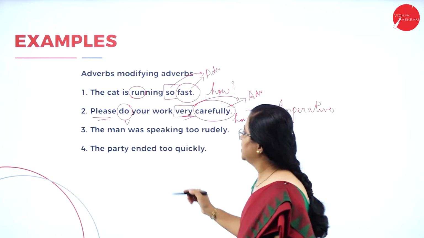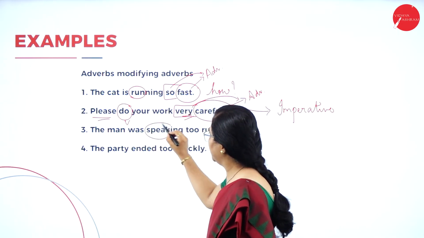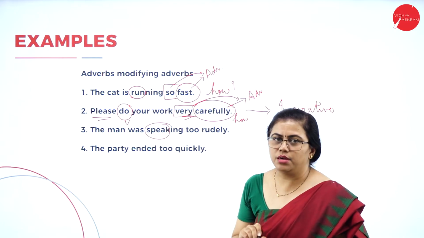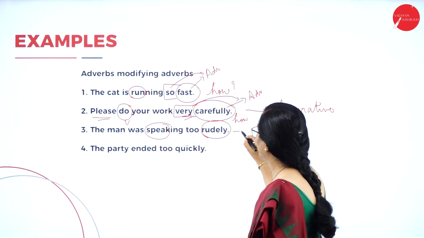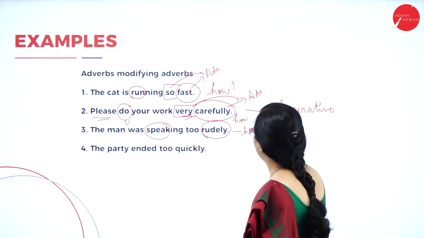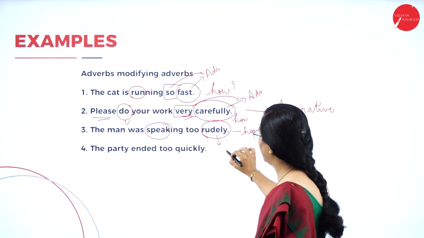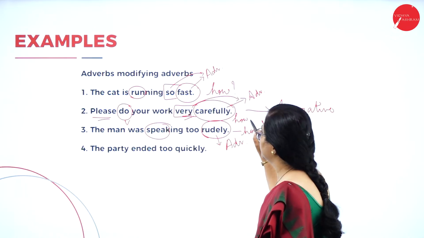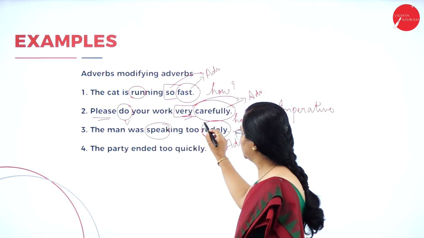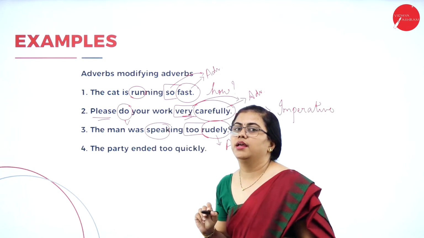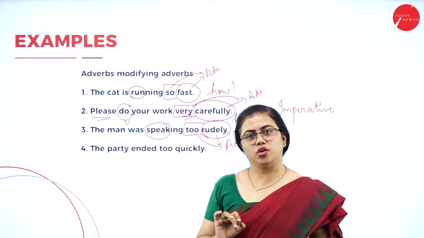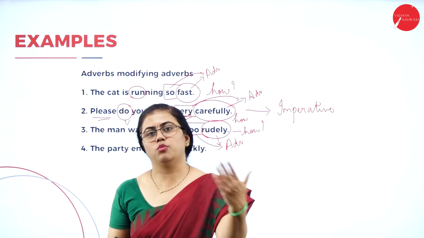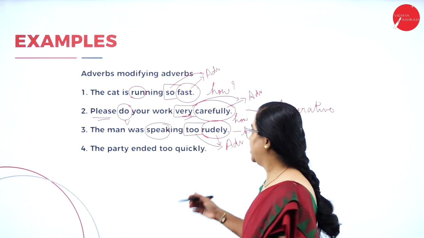Go to the next sentence. The man was speaking. Speak is the verb there. That is the action word. Too rudely. How was he speaking? Rudely. This becomes an adverb. So, how rude was he? How much? It is too. So, again, another adverb is describing this adverb rudely. So another adverb is modifying an adverb here.